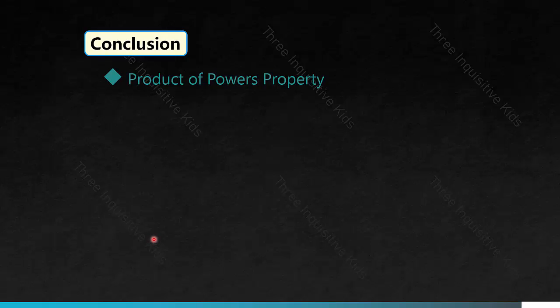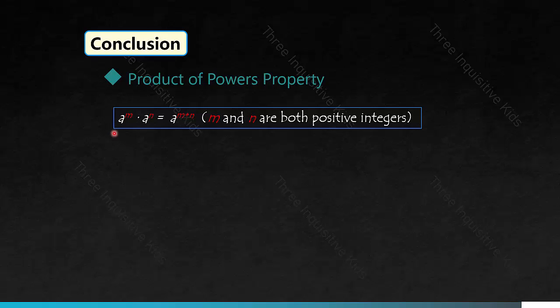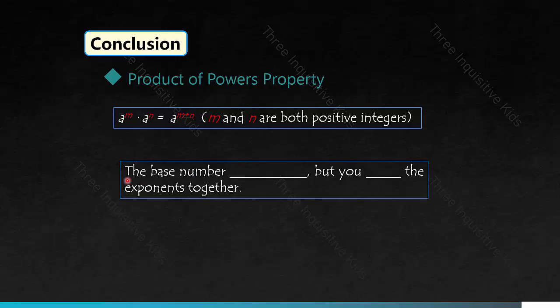Conclusion. Product of powers property. This equation is the product of powers property, and m and n are both positive integers. Okay, we're not going to negatives yet. The base number blank, but you blank the exponents together. So fill in the blanks based off of what we've already learned. The base number doesn't change, but you add the exponents together. So that's how you do the product of powers property.